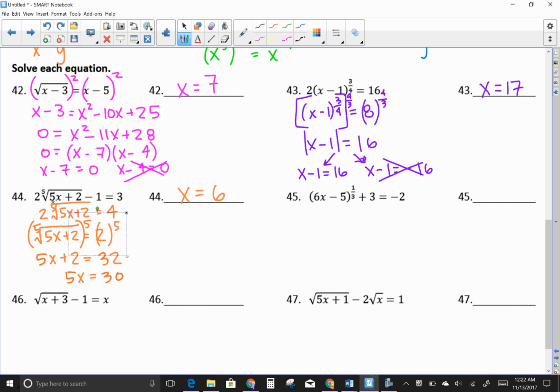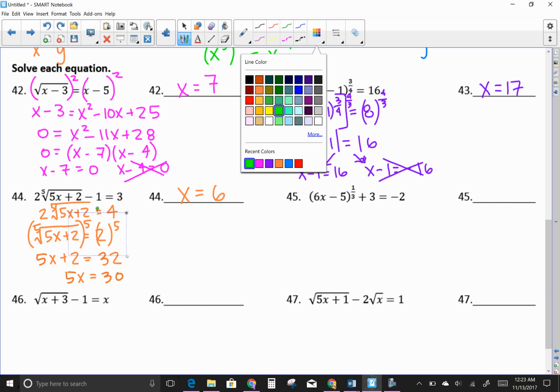And I'm going to check. 5 times 6 is 30. 30 plus 2 is 32. The 5th root of 32 is 2. 2 times 2 is 4. 4 minus 1 is 3, so it checks. I would expect you to just put it in your calculator in one fell swoop. And again, tomorrow during class would be the time to ask me, or before school, come ask me if you don't know how to use your calculator to check these problems.